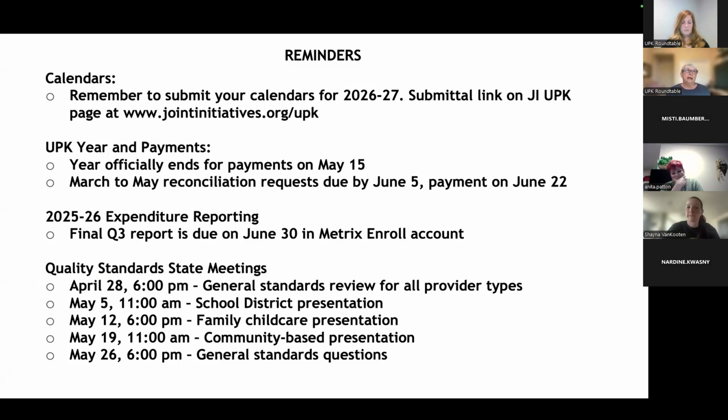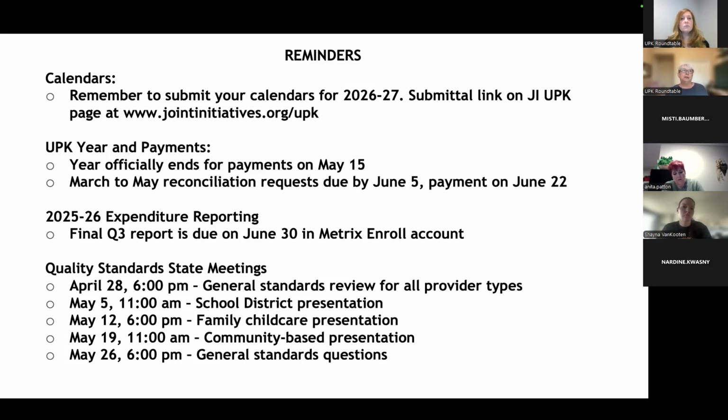UPK year and payments. The year officially ends for payments on May 15th. May 15th is the day that enrollment will be pulled down for the May payment. May 15th is also the date that you should be paid for April. And then the May payment will be at the end of May or June. I'd have to look that date up.